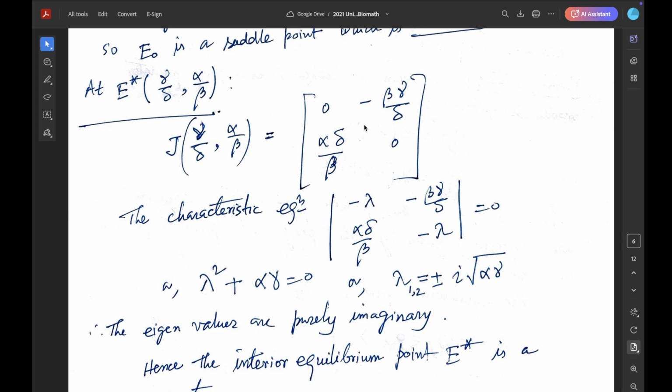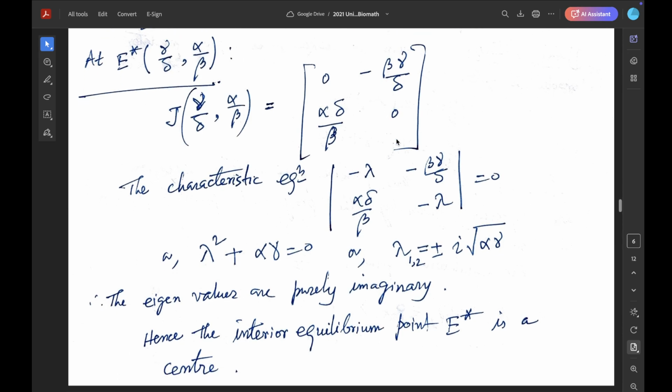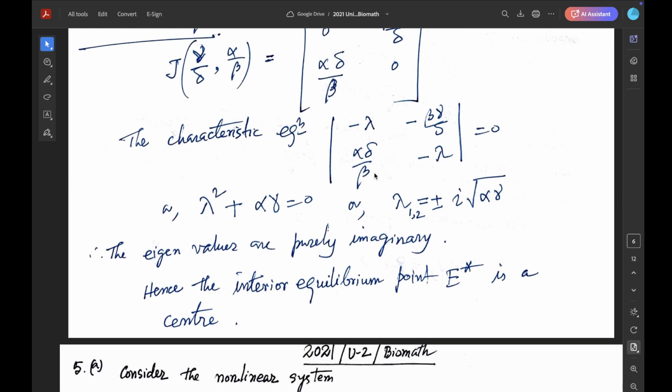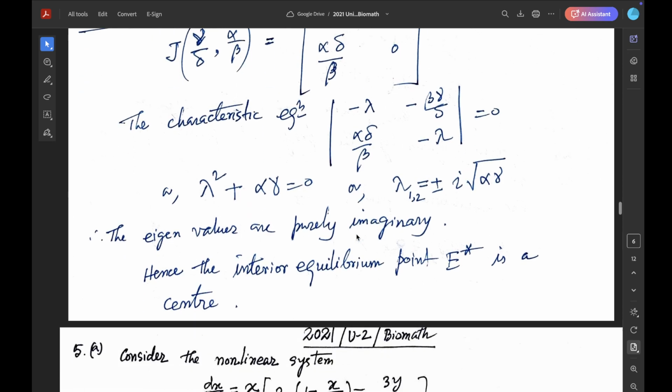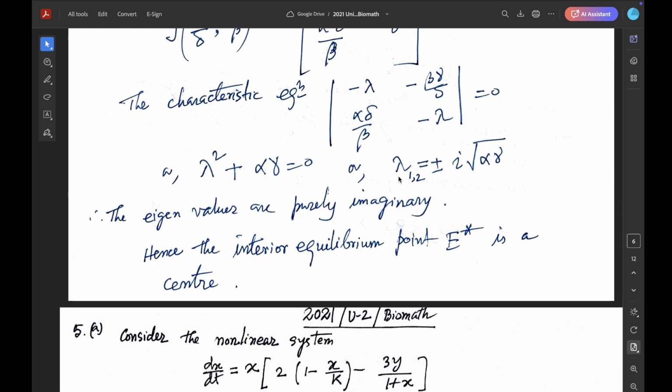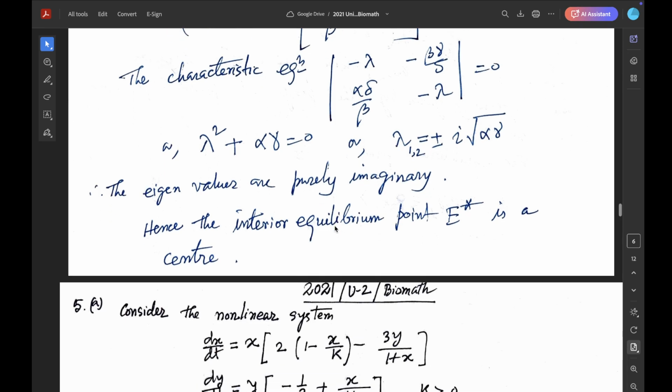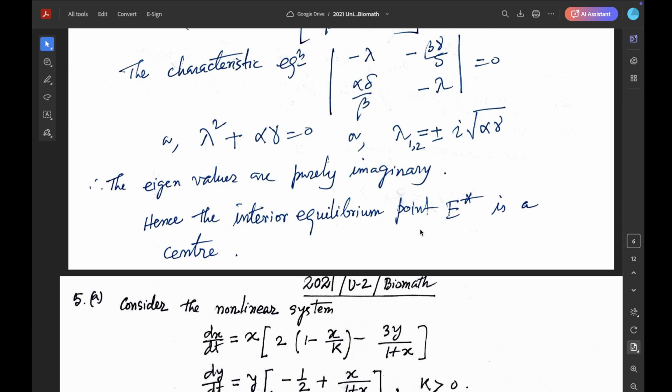So we cannot find it: not a diagonal matrix, since the principal diagonal has 0s; not an upper triangular matrix, not a lower triangular matrix. So we use the Routh-Hurwitz criterion here. Actually we want to find the eigenvalues: the determinant with 0 minus lambda on the diagonal equal to 0, so a quadratic in lambda. So we get two eigenvalues, lambda 1 and lambda 2, equal to plus minus i root over alpha into gamma. Eigenvalues are purely imaginary, hence the interior equilibrium point E star is a center.